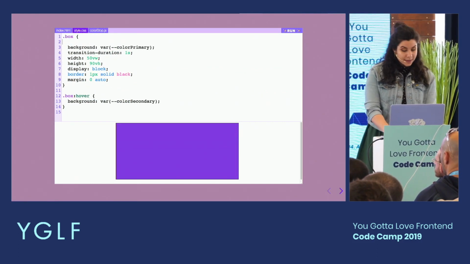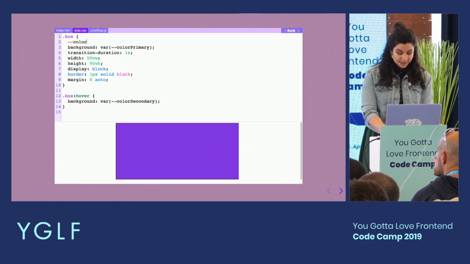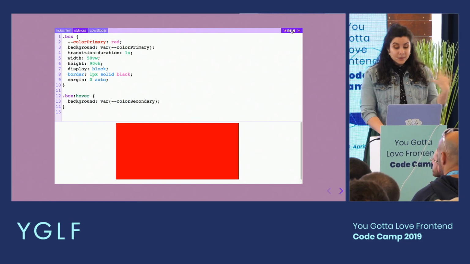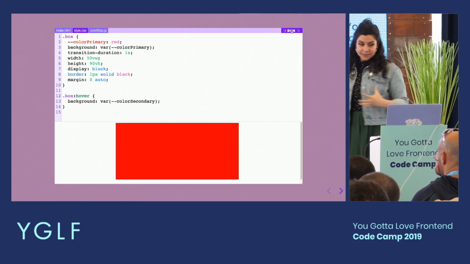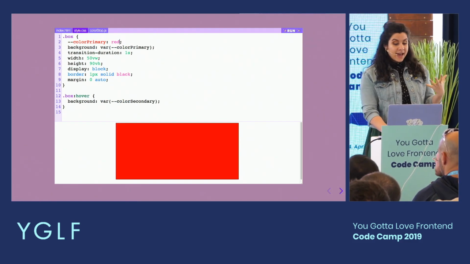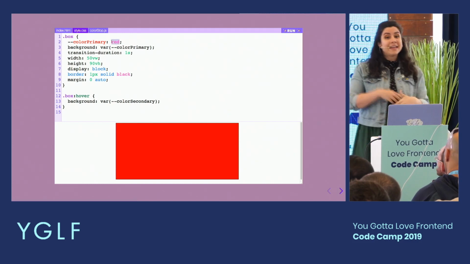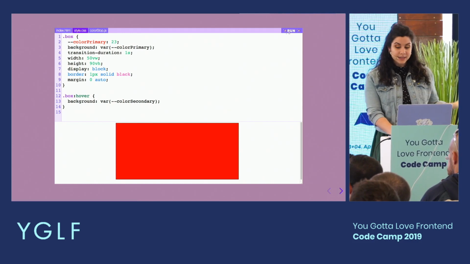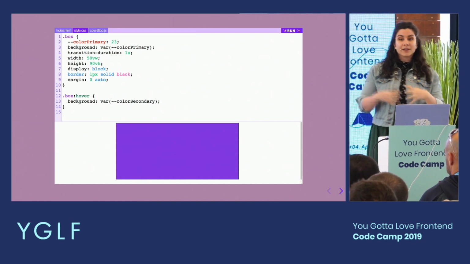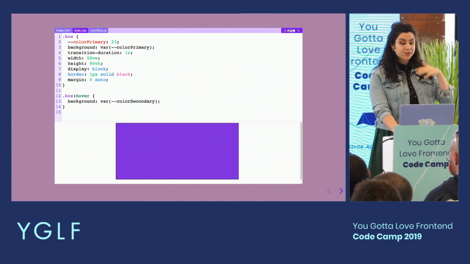So if I wanted to update this value, I could update the color primary and set it to red. And if I ran that, it would update. So you can override these. But if I had no value here or an invalid value like 23, it would go back to the deep purple. It doesn't just ignore it.